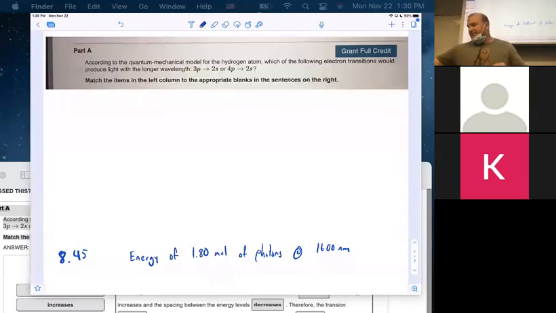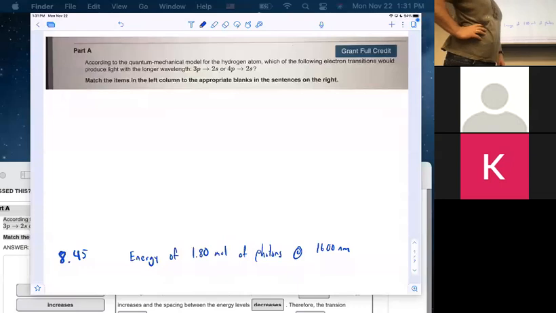So today's a review day. I'm gonna do a problem session and go over the homework that the students had the hardest time with. Let's start off here. This is actually the one that students had the worst time with. According to the quantum mechanical model for the hydrogen atom, which of the following electron transitions would produce light with a longer wavelength? 3p to 2s or 4p to 2s.